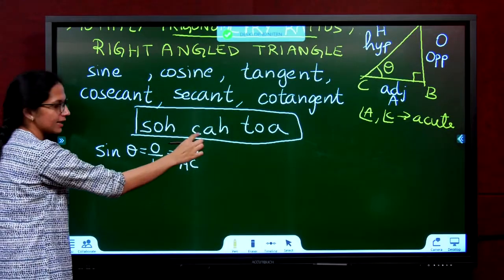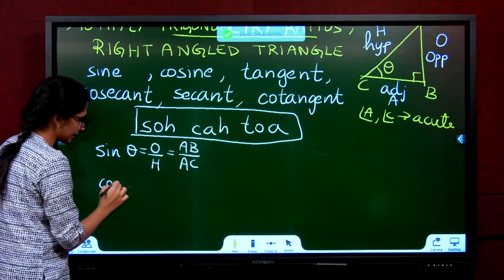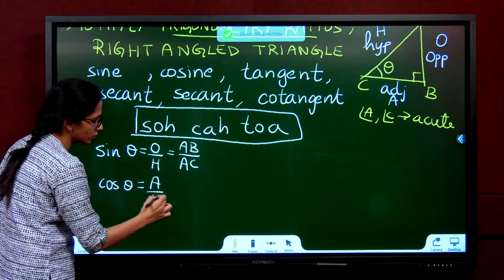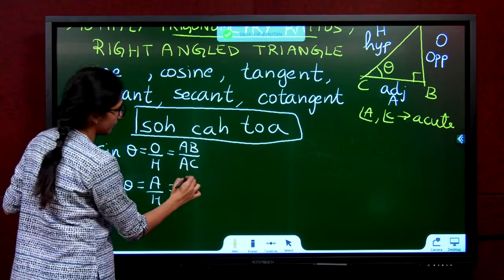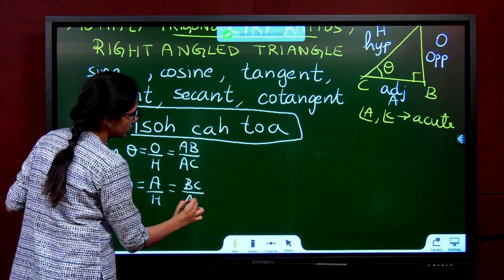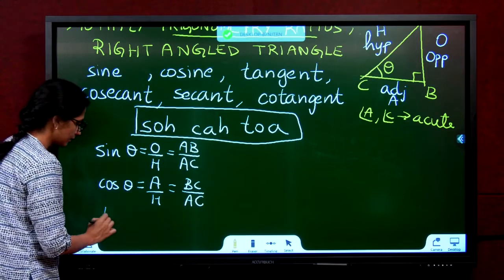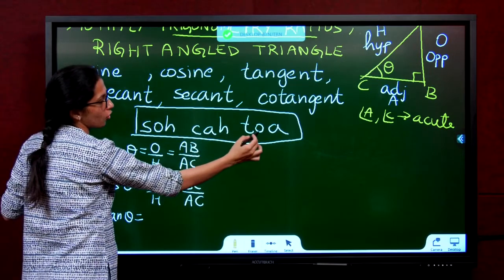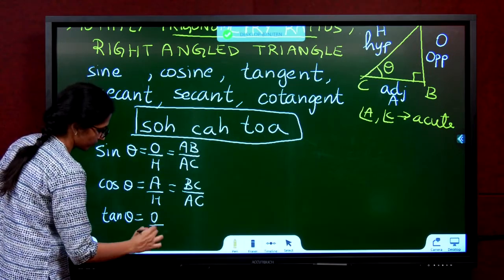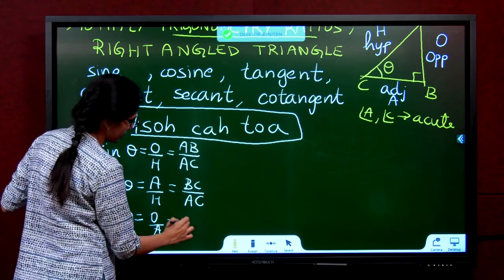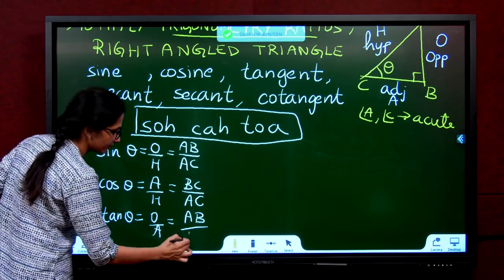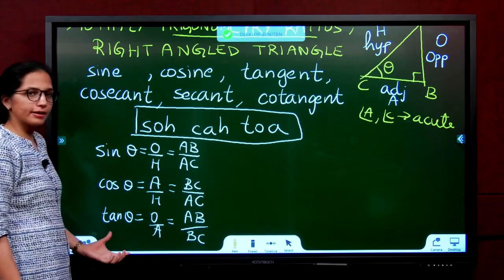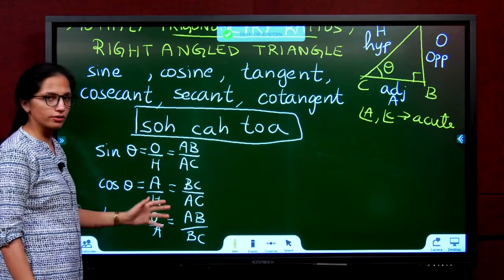Next, C, cos. Cos theta, A and H, adjacent by hypotenuse. Who's the adjacent there? BC. Who's the hypotenuse? AC. Tan theta, opposite by adjacent. Who's the opposite there? AB. Who's the adjacent? BC. These are the most 3 fundamental. The other 3 are just reciprocals.